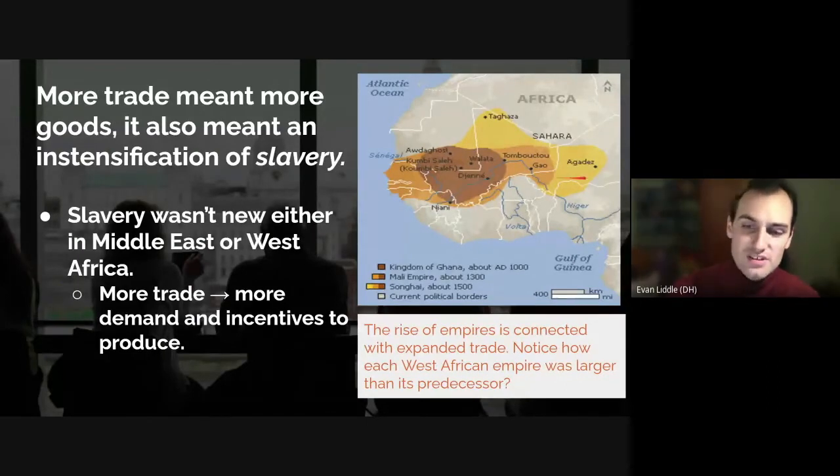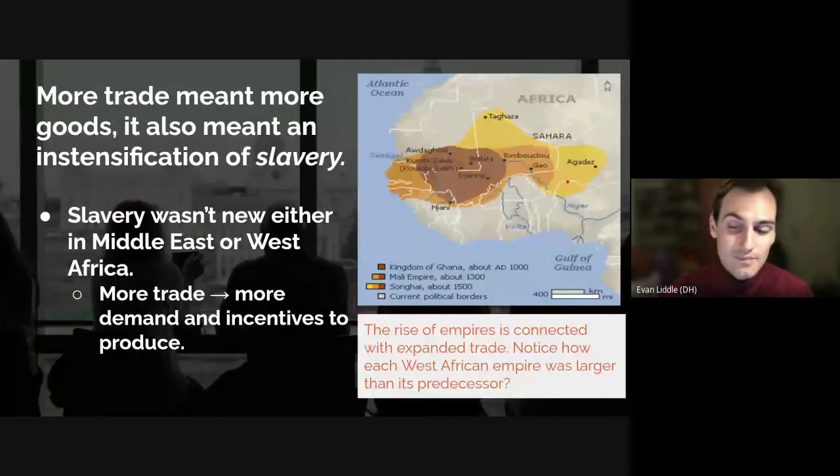Notice when you look at the states of West Africa, like the large empires of the Sahel, each one was progressively larger than the last. Each one actively participated in the trans-Saharan trade. One of the sort of consequences of larger empires and larger trade meant there was more demand and more incentive to create human labor in the form of slavery.